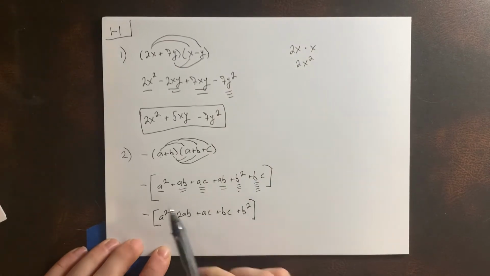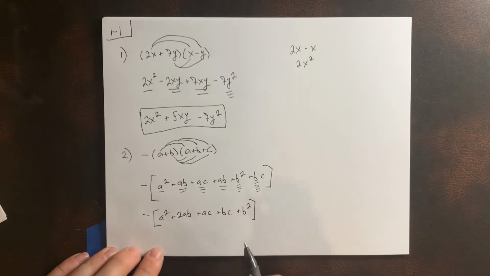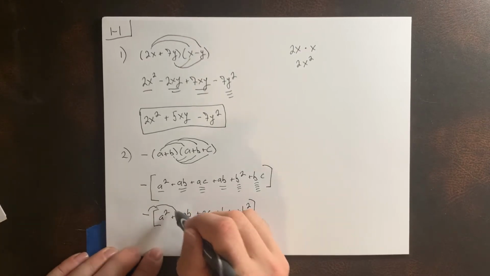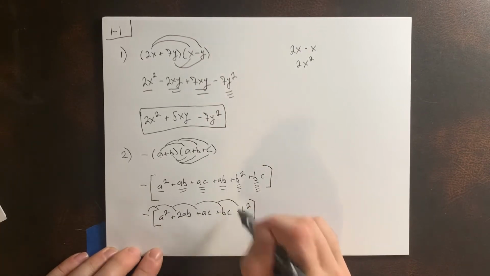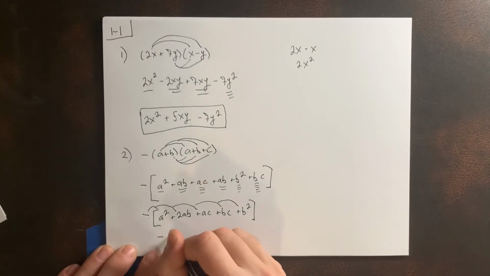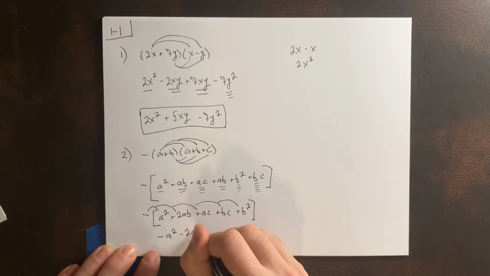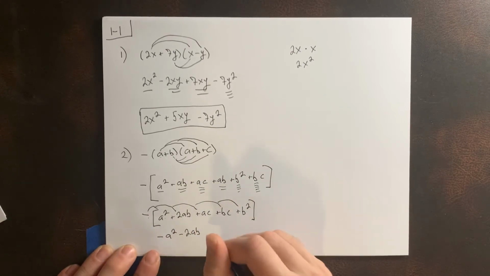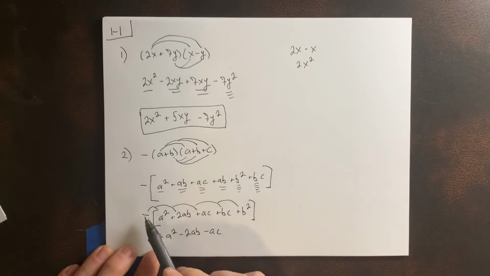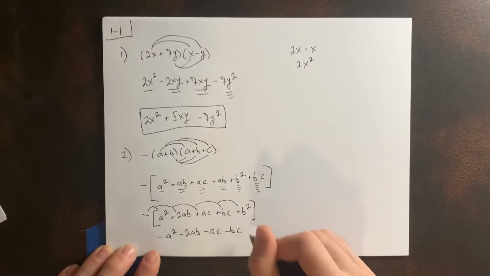Okay, so now we've combined all the like terms in here, but we still have this minus sign. So now this minus sign needs to distribute to everything. So the minus sign has to go here, here, here, here, and then also here. So what we're going to do is have a minus a squared, a minus 2ab, a minus ac, a minus bc, and then a minus b squared.